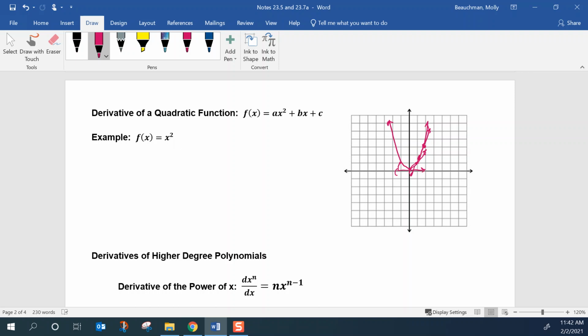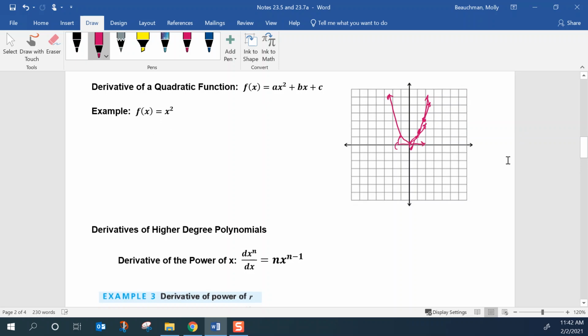So we're going to end up having a function. We're going to talk about how you find the derivative of a higher degree polynomial, and then we'll go back and find the derivative of the example. One thing we always could do is use the definition of a derivative: the limit as h approaches 0 of f of x plus h minus f of x over h.